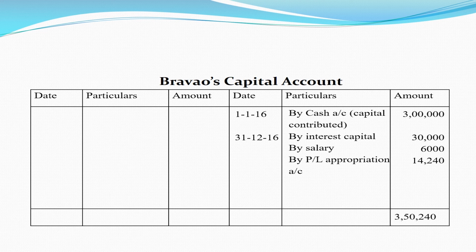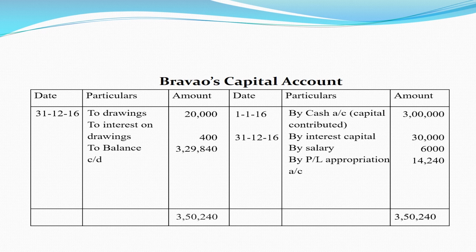Now by P&L appropriation account, again that is $14,240. Moving on to the to side, that is to drawings, $20,000, to interest on drawings, $400, to balance carried down, that is $3,29,840. Again, this is a balancing figure.